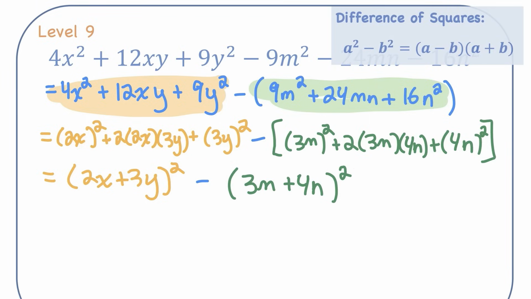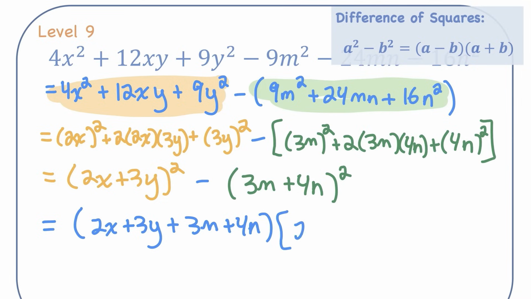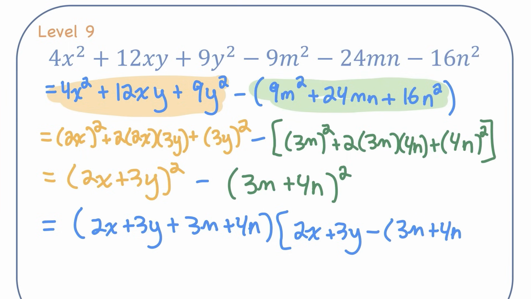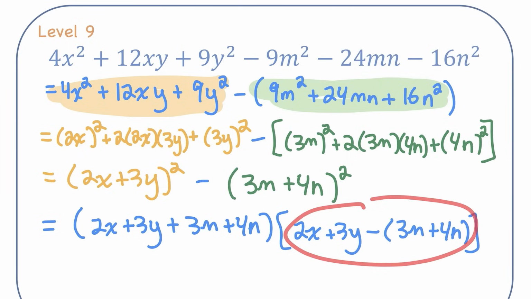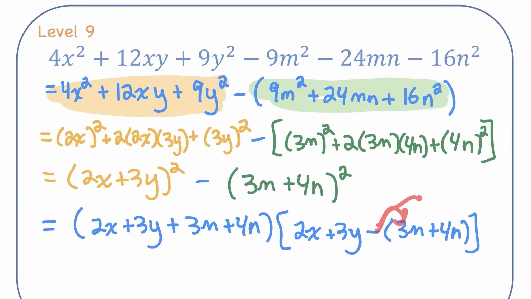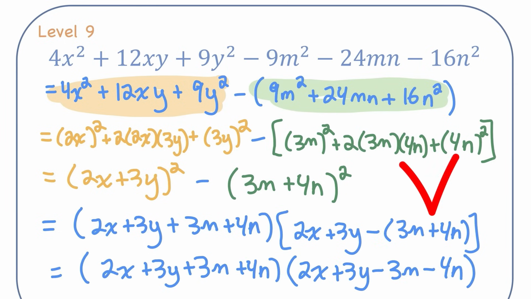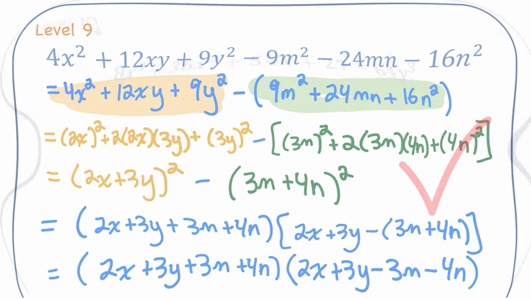So if I follow my difference of squares formula, I get 2x plus 3y plus 3m plus 4n multiplied by 2x plus 3y minus 3m plus 4n. I should simplify this second factor by subtracting both of those terms. And there you have it. Level 9 has been factored. Level 10.